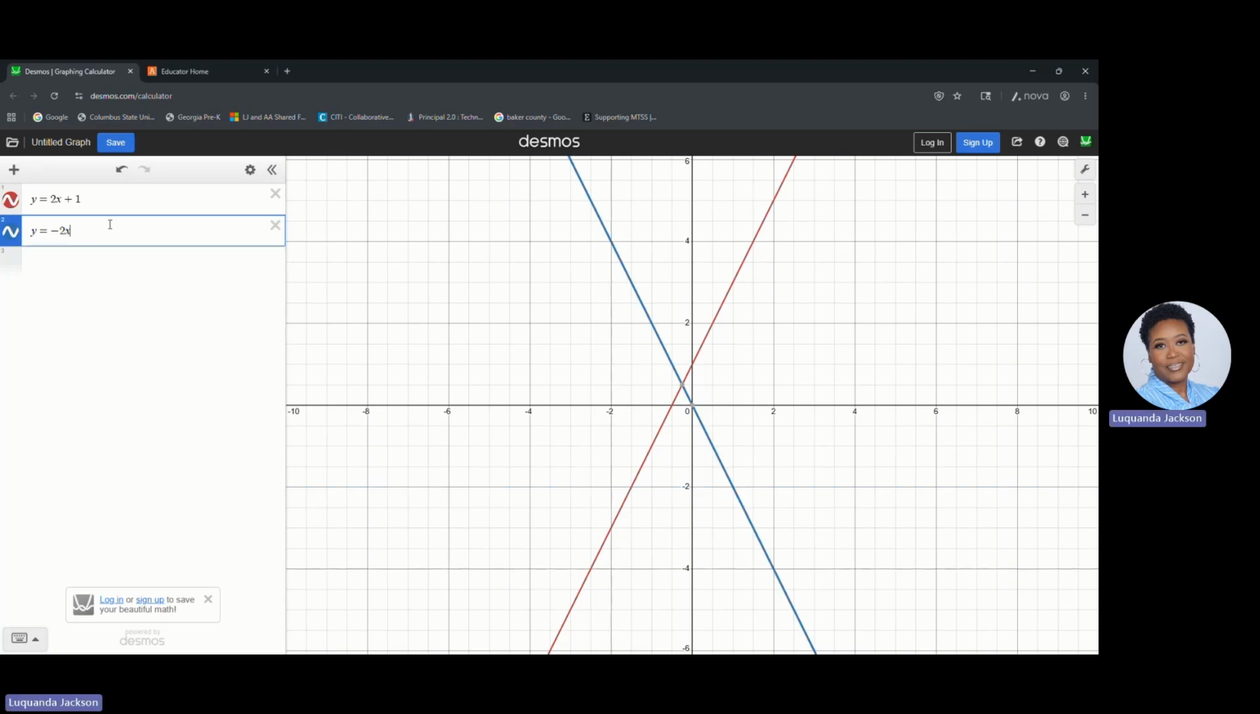And I'm also going to change the y-intercept from 1 to 5. Okay. Now, hopefully you notice what happened when I went from my first equation, which is the red line, to the second equation, which is the blue line. You'll notice that my slope is no longer positive. It is now pointing in a negative direction. And my y-intercept also moved up. Okay.